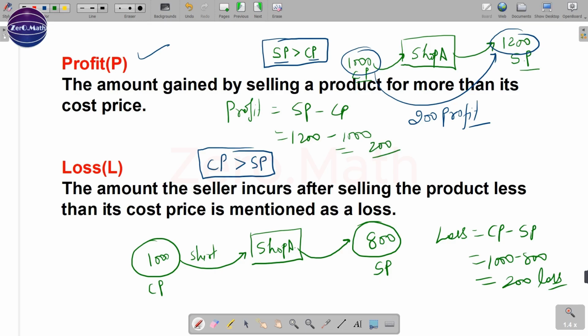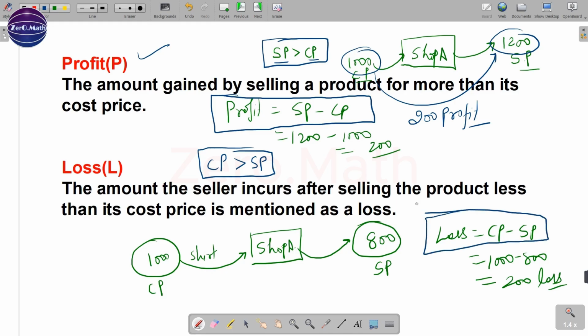Remember this well. Profit is SP minus CP, and loss is CP minus SP. You can also remember this with an example: if you sold something for less and bought it for more, then there will be a loss.